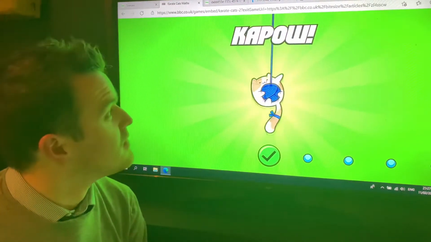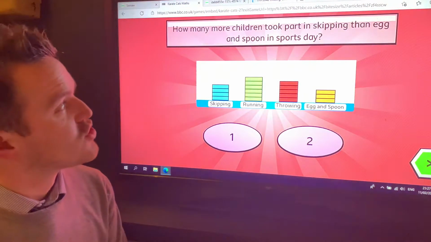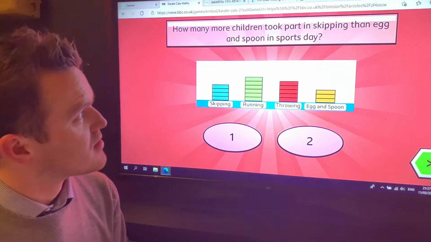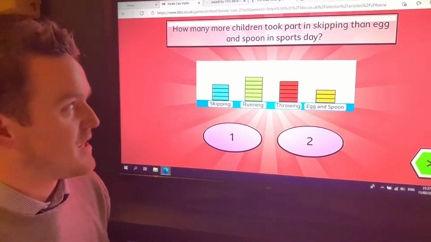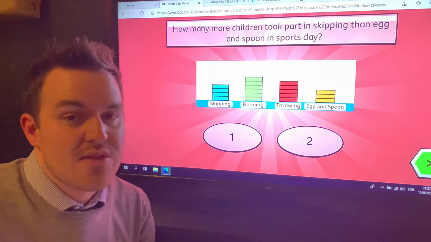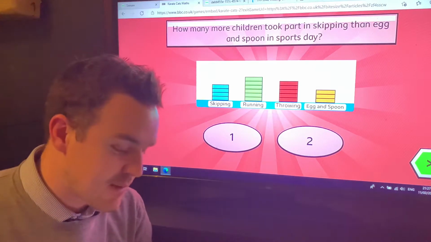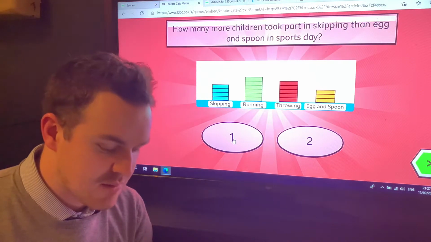Let's read our next one. How many more children took part in the skipping than egg and spoon in sports day? So skipping is 4, egg and spoon is 3. How many more is 4 than 3? What's the difference between 4 and 3? Well, the difference is nice and easy for that one. There's 1 more person did skipping. 4 take away 3 is 1.